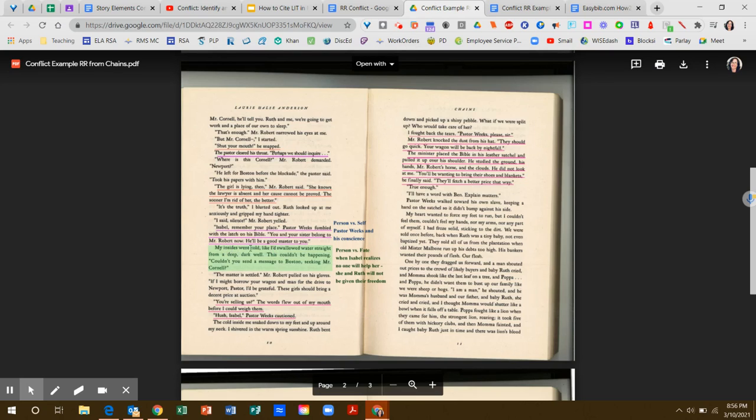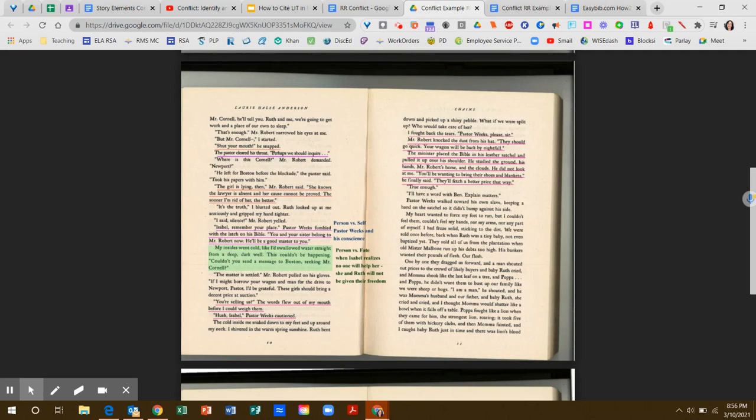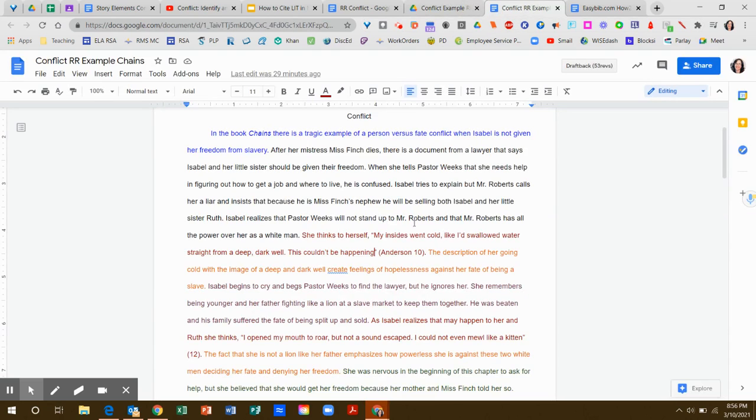So again, I am quoting it. I'm taking it exactly as it is here. Capital letters, punctuation, everything is exactly how it is in the story. I put quotes around it, and then it's on page 10 here. So I want to make sure that I have all that correct. Afterwards, then, the next step.